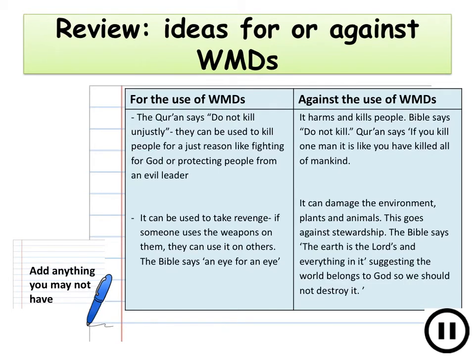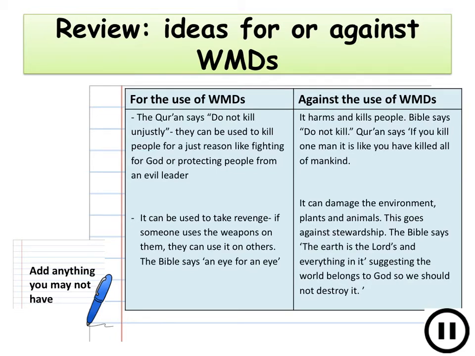We could also say that potentially retaliating against the use of nuclear weapons would be a just cause for that war. It could be said that they could be used to take revenge. If someone uses weapons on our country, then we should be able to use it on others. In the Bible, it says an eye for an eye.